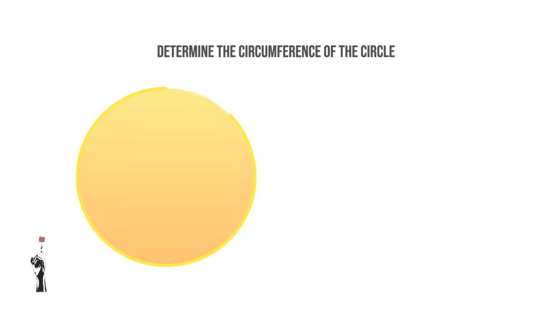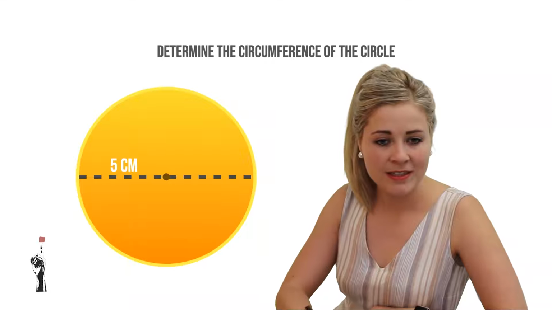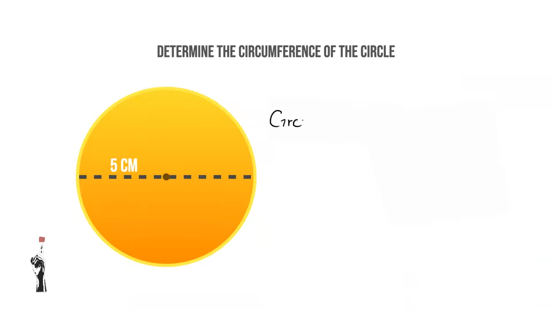Let's look at our first example. Determine the circumference of the circle. I hope that you can remember the formula for the circumference of a circle. To determine the circumference, the formula is 2 times pi times the radius. Now, if the 5 centimeters is written over here, then that means my radius is 5 centimeters.